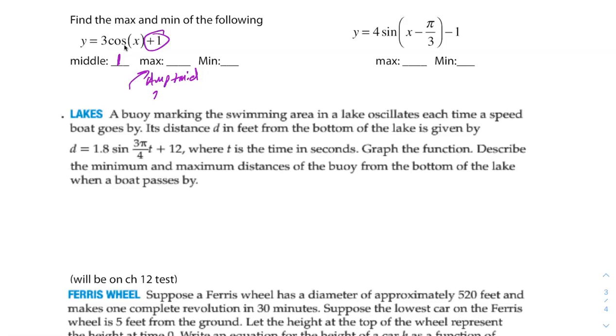So my amp is 3, my middle is 1, so I get 4. Right? So if I have a graph and I say, hey, 1's the middle and the amp's 3, you could go 3 up or 3 down.